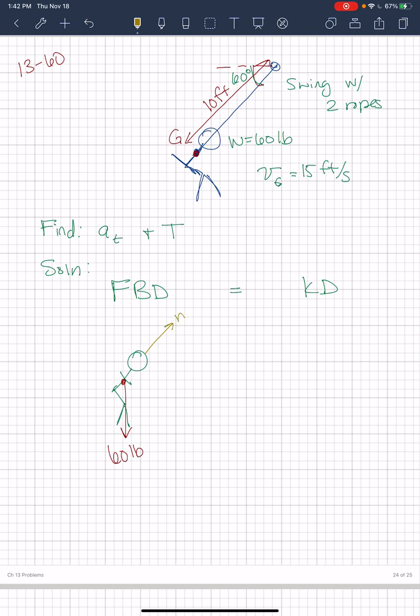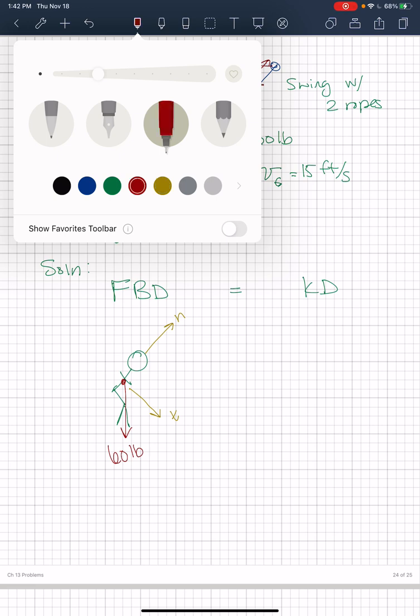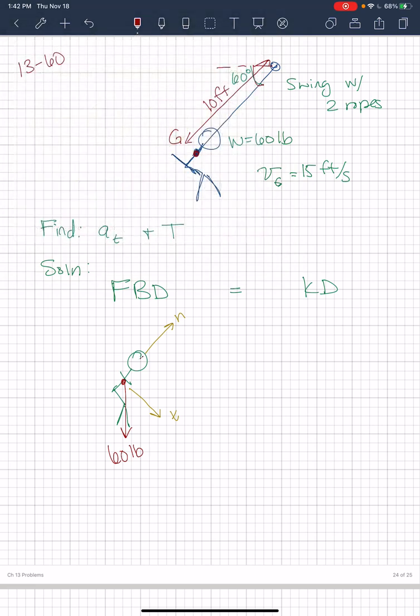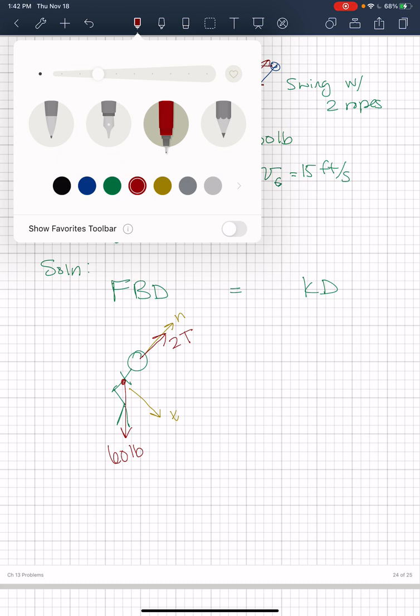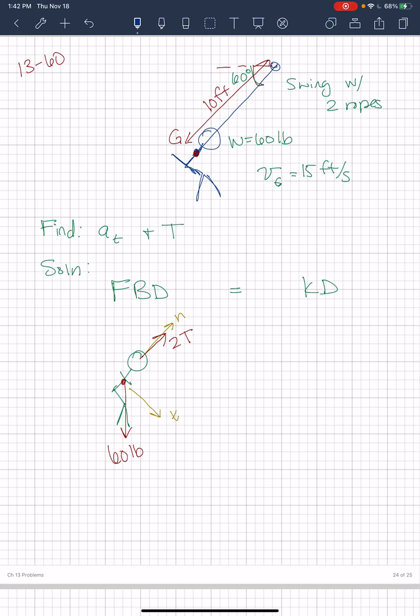So it makes sense to do normal and tangential directions. So we're going to have 2T, because we have two cables, and so we'll just call each of the forces T, but it'll be 2 times T because it's a swing, or 2 ropes. And I think that'll be all the forces we have. We do know the angle. So the angle here is 60 degrees. Also this angle here is 60 degrees.